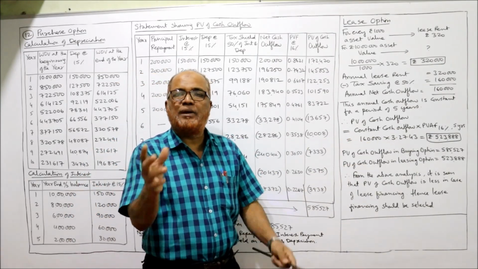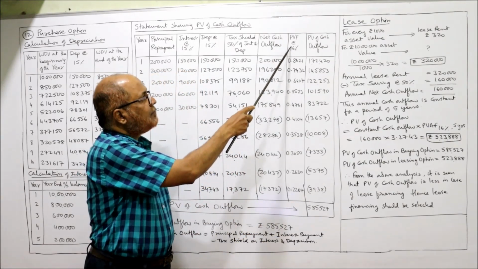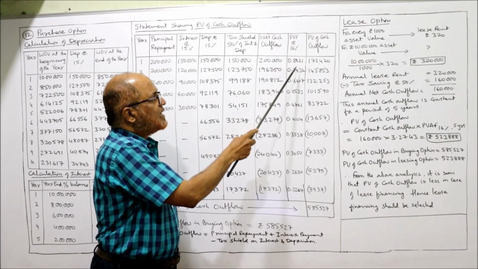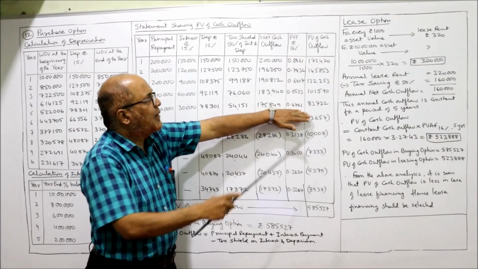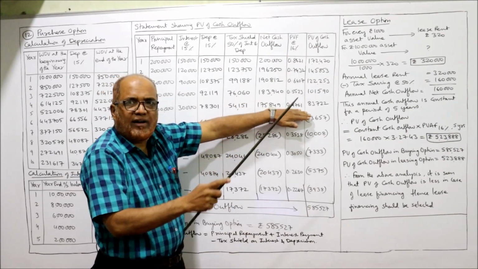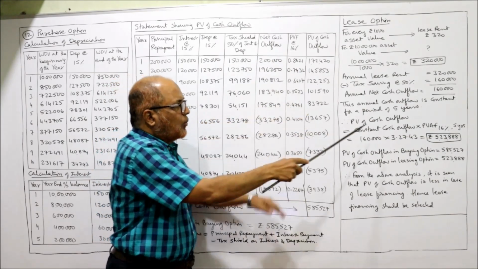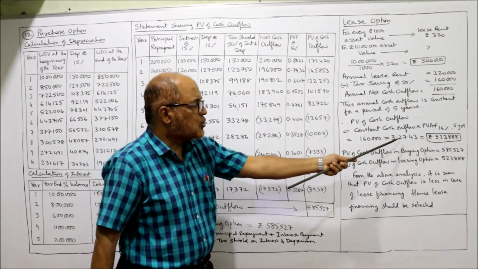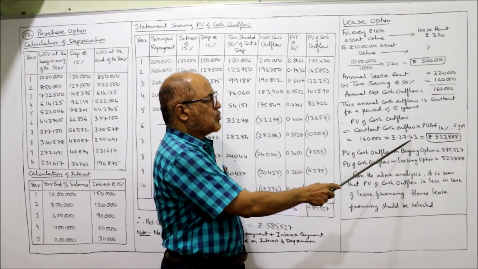So refer the table, PV of annuity factor. Otherwise, you add up these 5 PV factors of rupee 1 at 16%. First year, second year, third year, fourth year, fifth year, up to 5 years. The present value of rupee 1 is already there. You add up 1, 2, 3, 4, 5. You will get 3.2743. Multiply 1,60,000 into 3.2743.